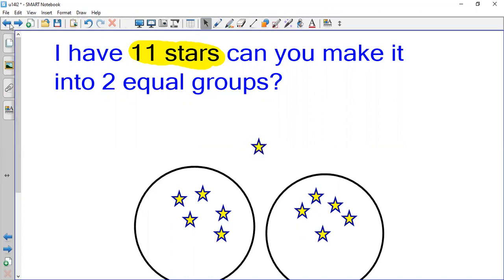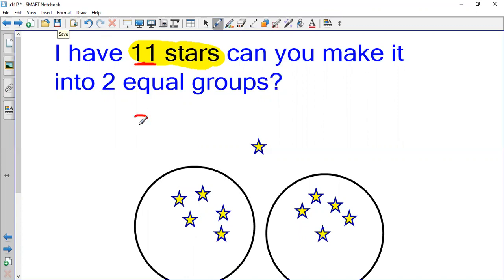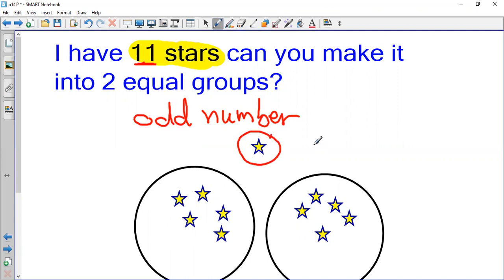So what do I call 12 and what do I call 11? I call 12 an even number because I can make it into two equal groups with no leftover. There is no leftover when I make an even number into two equal groups. What I call 11, I call an odd number, because when I tried to make 11 into two equal groups, there is one star as leftover.